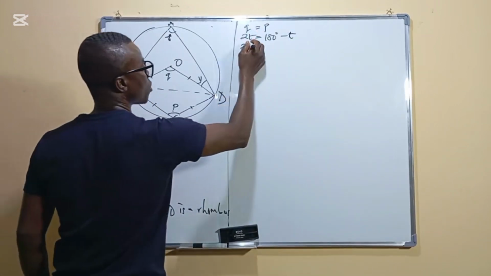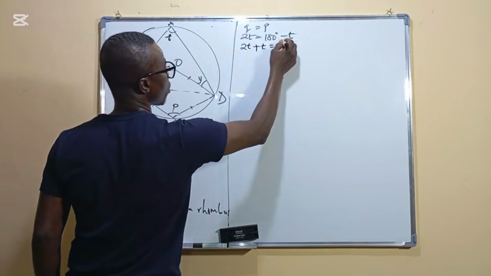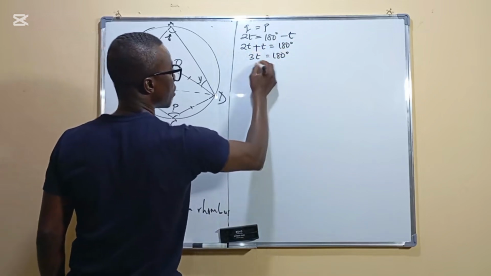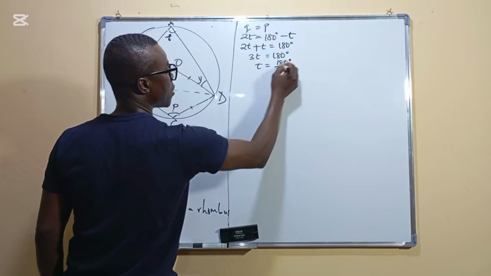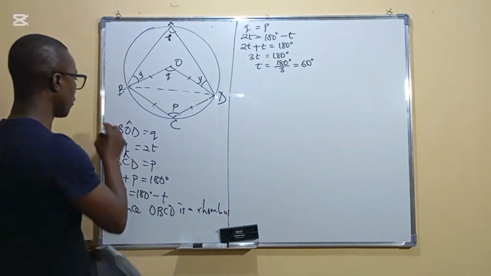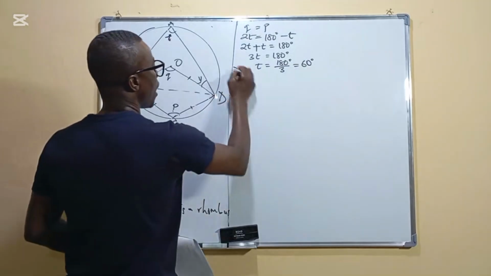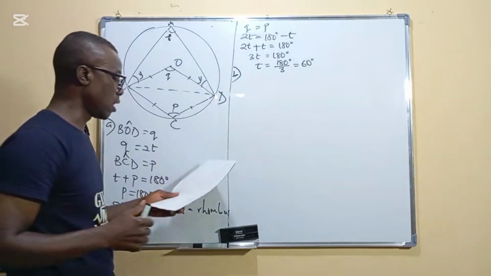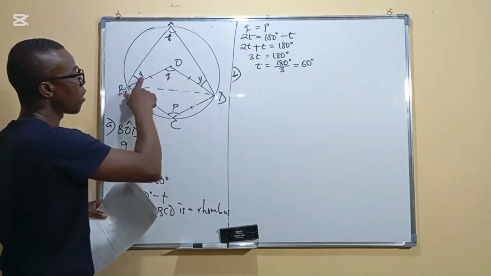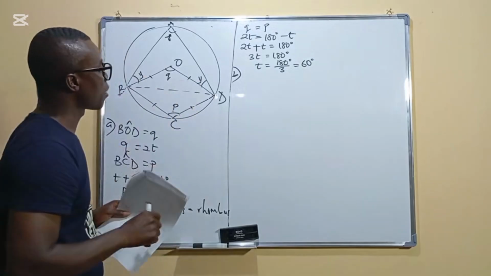So this comes here: 2T plus T, which is equal to 180 degrees. And so we have 3T equal to 180 degrees, and T is 180 degrees divided by 3, which makes it 60 degrees. So we have found the first answer, which is T is equal to 60 degrees. Now, the next thing that we are told to find is the value of Y.